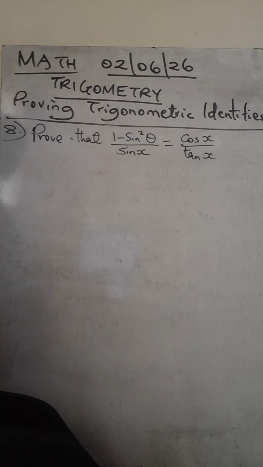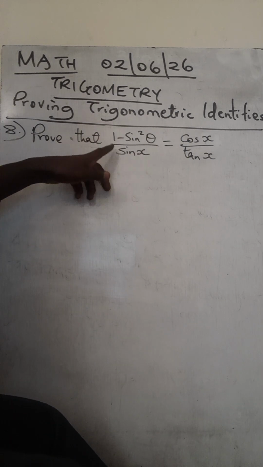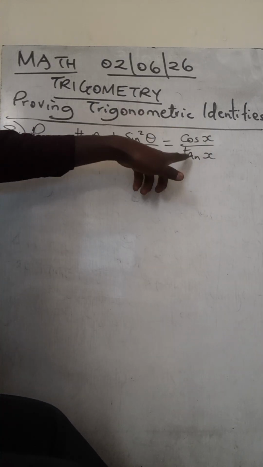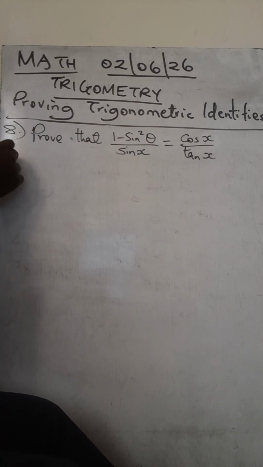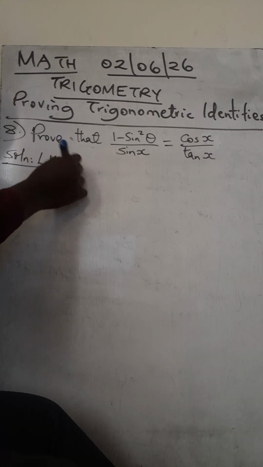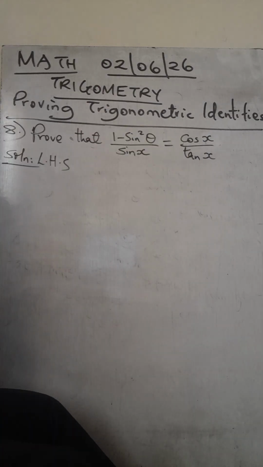Now we have this. You prove that (1 minus sine squared of theta) over sine of theta equals cosine of theta divided by tangent of theta. Let us prove using the term on the left hand side. The term on the left hand side is this. You want to show that this part equals this part.